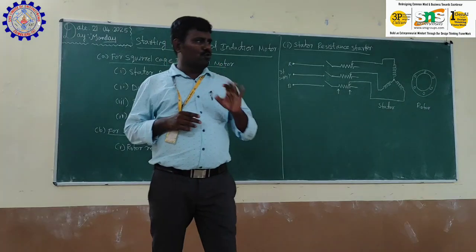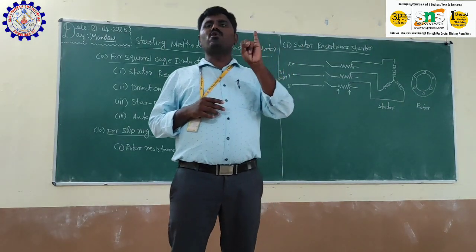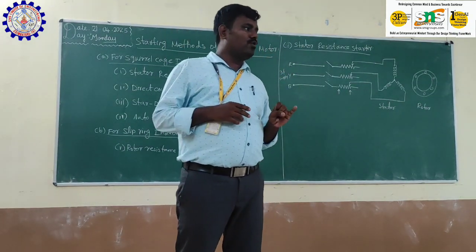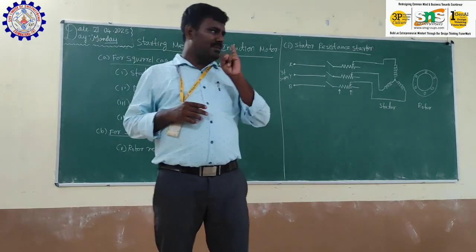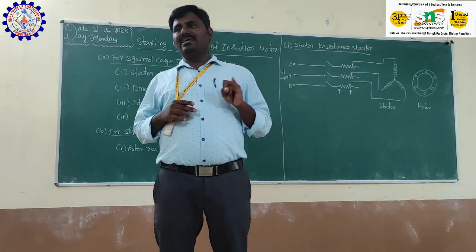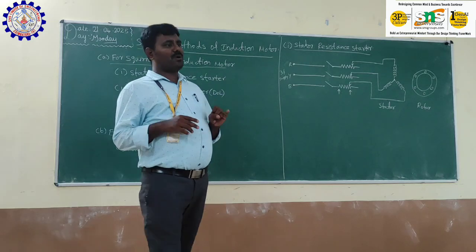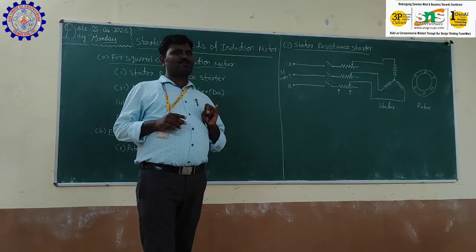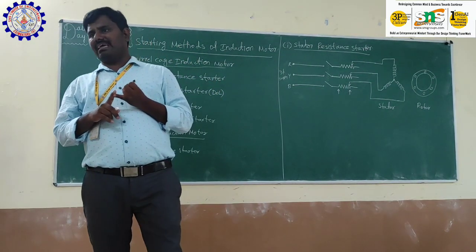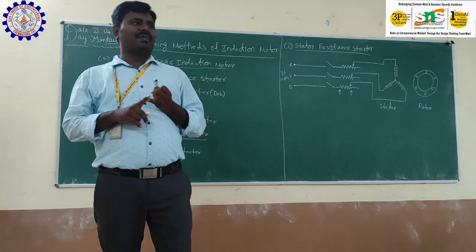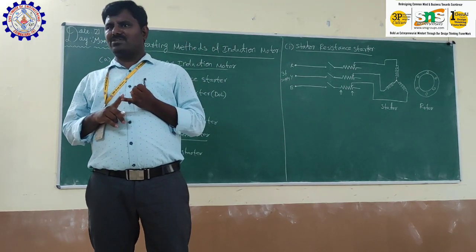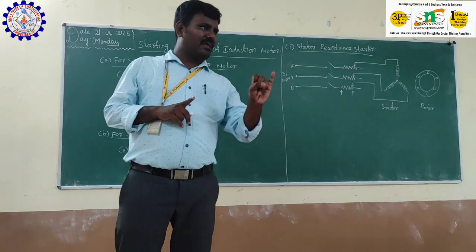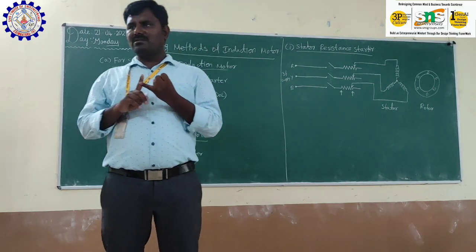So there are two main reasons. One is to limit the starting current. Limit the high starting current, to restrict the starting current. That is the main reason. Whether it is a DC machine or an AC machine, the starter is mainly used to limit the starting current, because the motor consumes nearly 6 to 10 times its rated current at the time of starting. So we have to limit the starting current at the time of starting. That is the main reason.